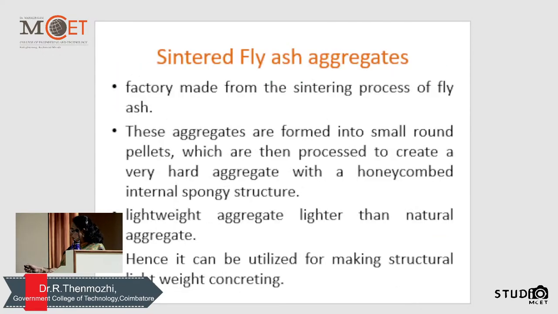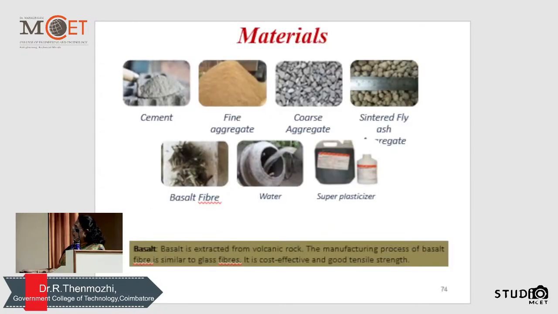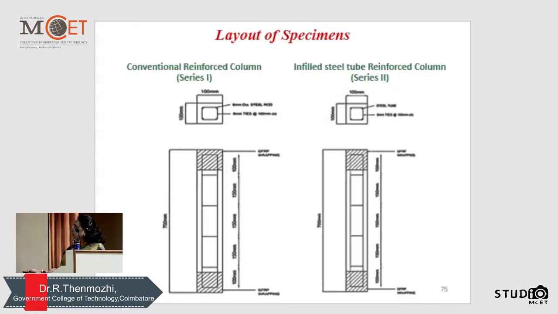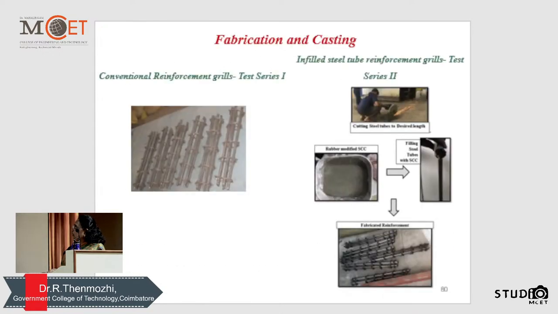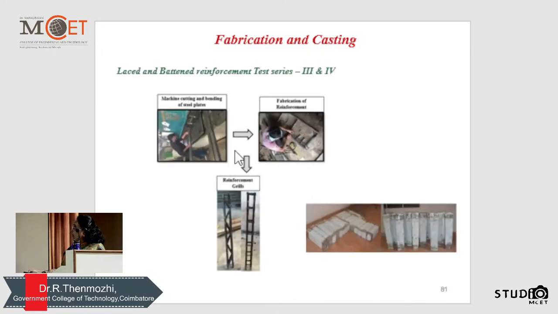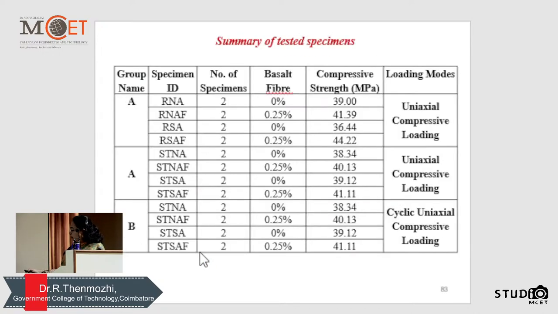So these are the different elements we are using for the testing, and with the regular ingredients we have added basalt fiber also, so that this has exhibited a good amount of loading. So this is how the testing was done. Different kinds of ratios were applied. LN indicates the lightweight sintered aggregate, with basalt fiber percentage of 0.25, and some were tested for uniaxial and some for cyclic loading.